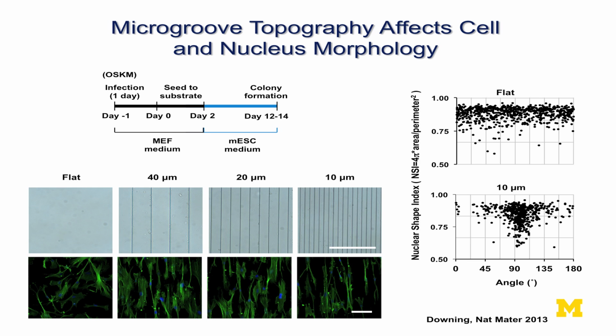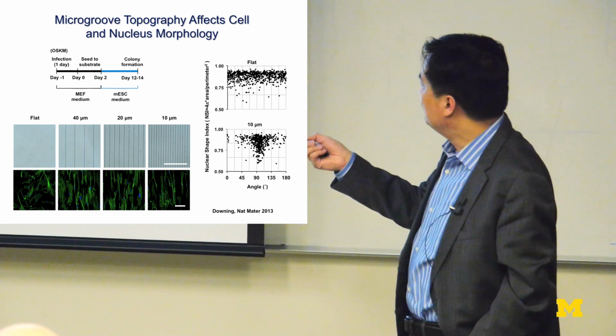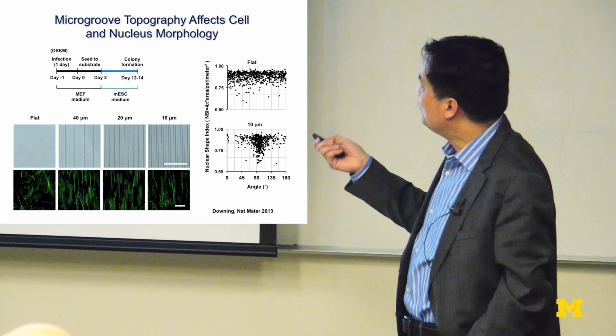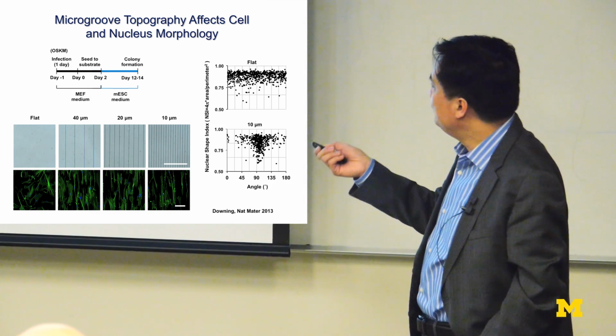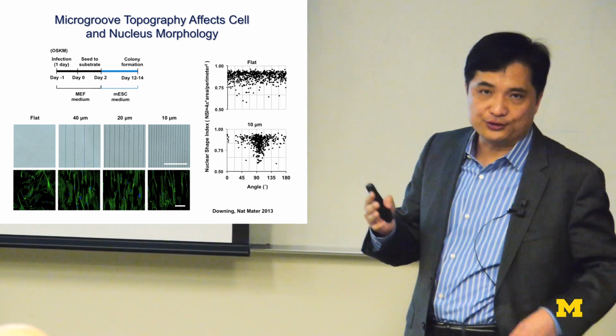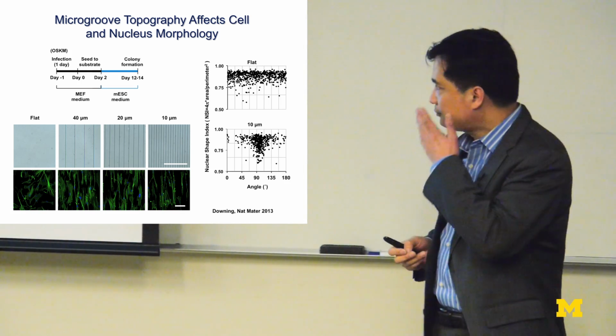We first grow the cells and then infect them with the Yamanaka factors, which include 4 genes, OCT4, SOX2, KLF4, and CMYC. These 4 transcriptional factors. And then we seed the cells on different kinds of substrates and wait for 2 weeks. And during this period, the cells were cultured in a reprogramming medium.